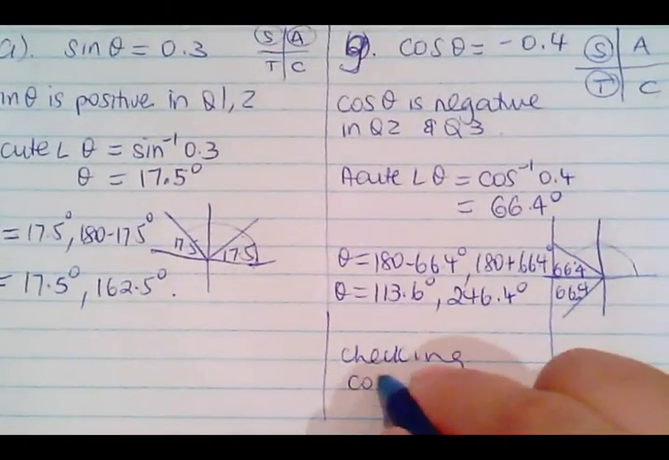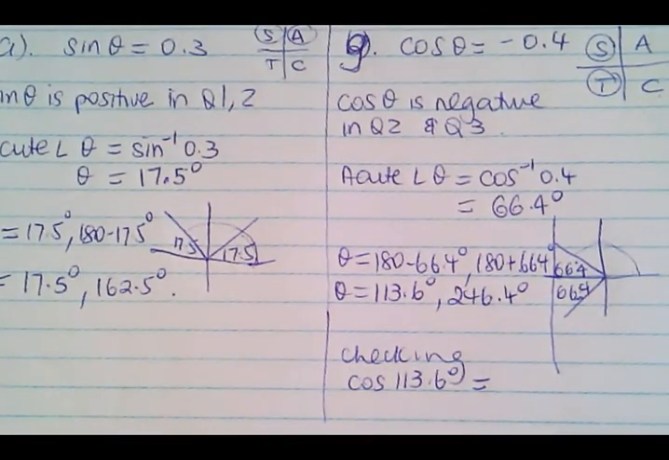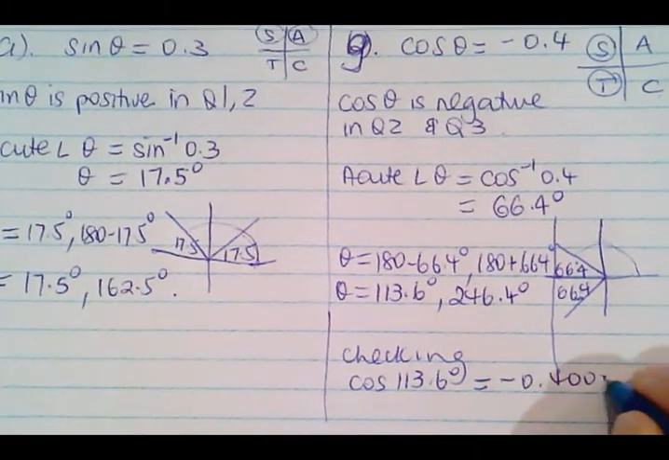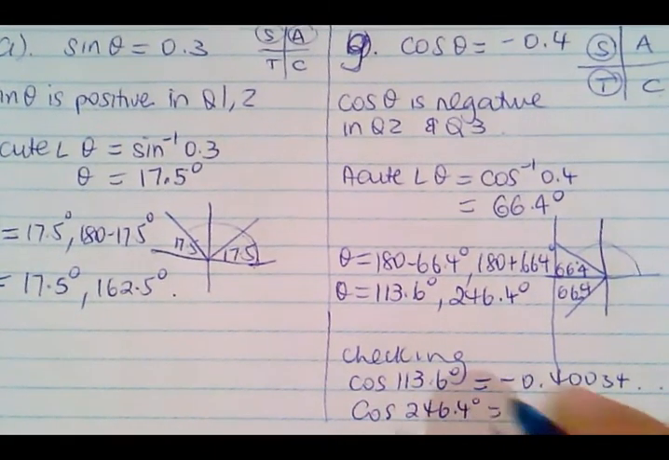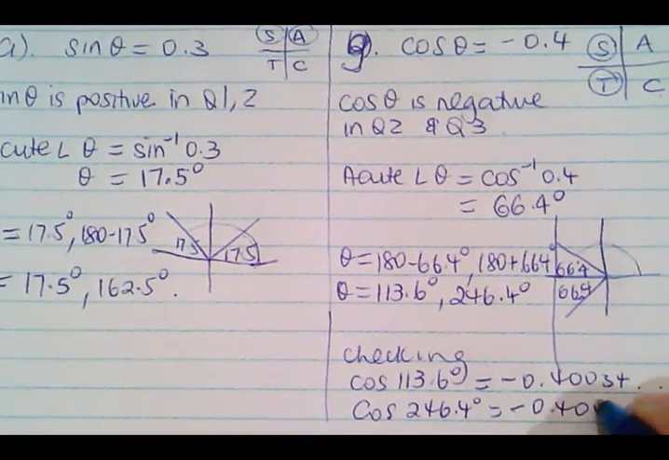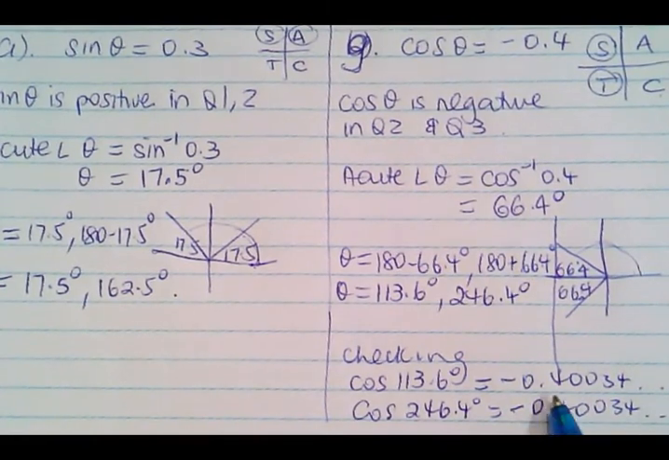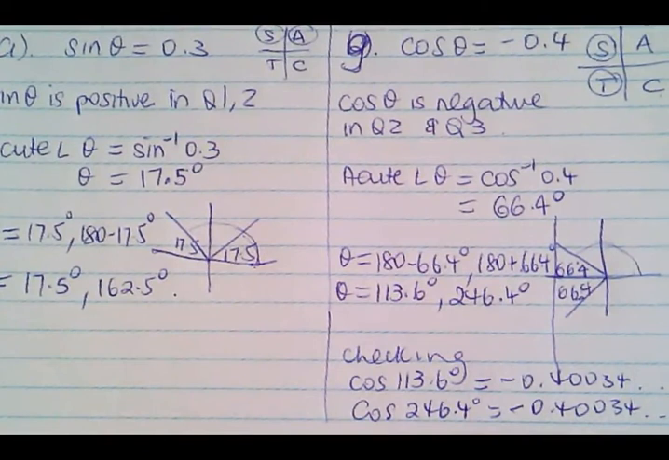Now, if you want to check on your calculator, if I do the cos of 113.6 degrees, I should get approximately negative 0.4, and I get negative 0.40034, etc. And if I do the cos of 246.4 degrees, I also get negative 0.40034. Of course, these are almost equal. They're not exactly equal to negative 0.4 because we have rounded these answers to one decimal place.